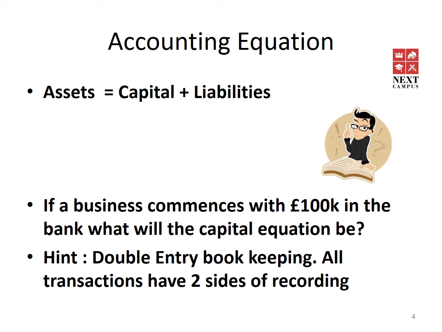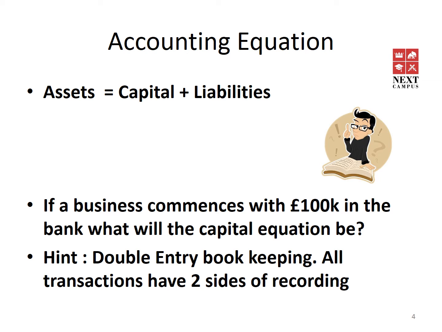So if you take this accounting equation, assets equals capital plus liabilities, and a transaction happens, what will happen to this equation? There are two impacts. Either that transaction will affect assets and capital, or assets and liabilities, or capital plus and minus, or liability plus and minus. Whatever the transaction, there are two impacts. Double entry bookkeeping, two impacts.